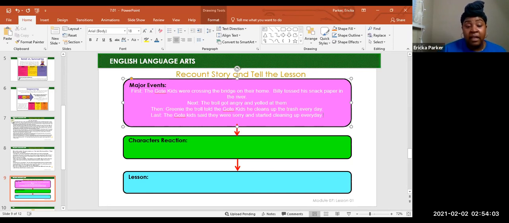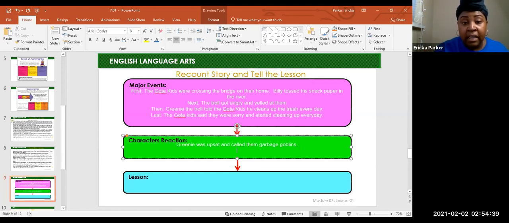Now, this next part that's in green says character reaction. So, how did the characters react? How did Greenie react to the kids throwing the trash on the floor? Okay, so let's go through that. Greenie was upset and called them garbage goblins. Okay.